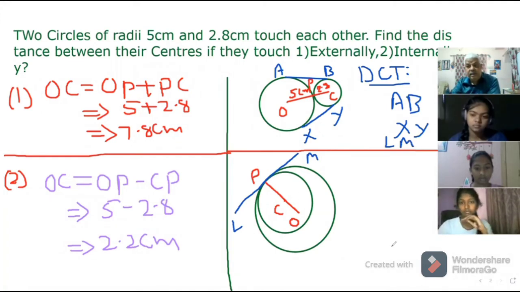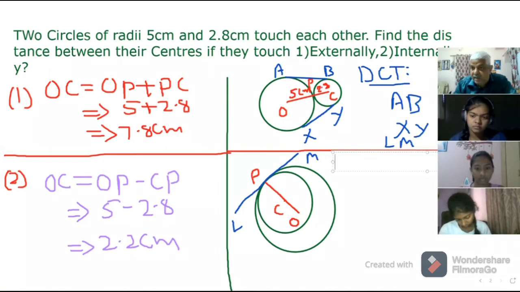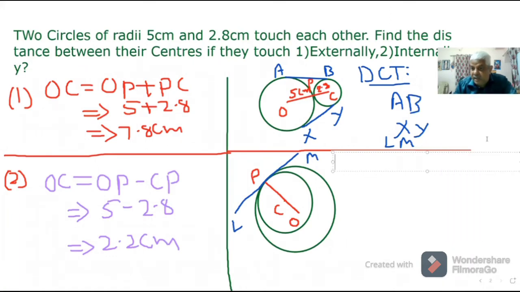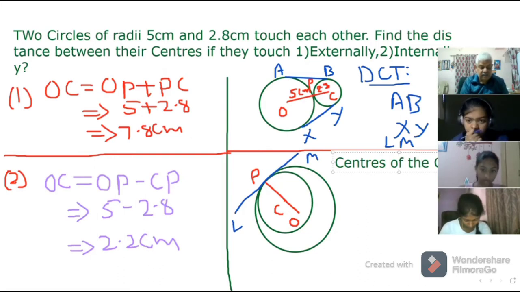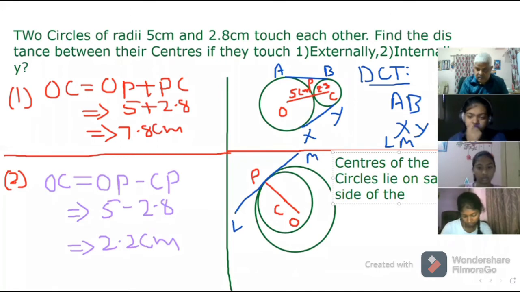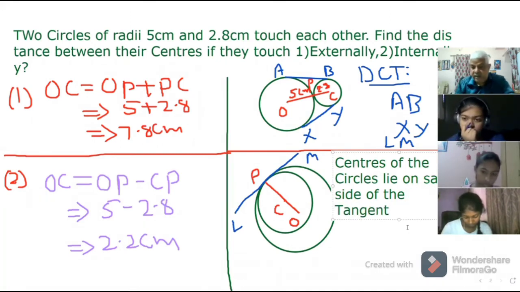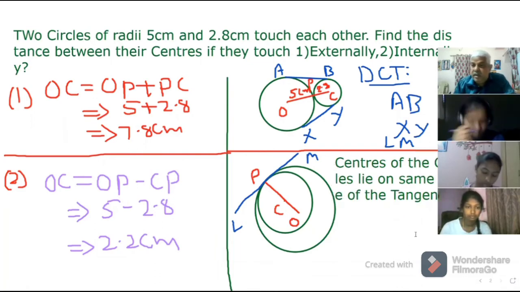How can you remember? Remember the DCT definition: if the centers of the circles lie on the same side of the tangent, then it is called a direct common tangent.